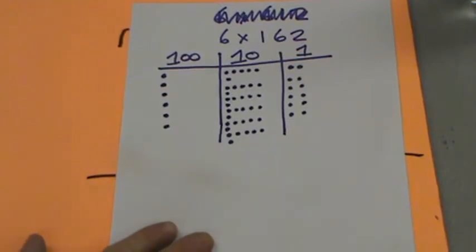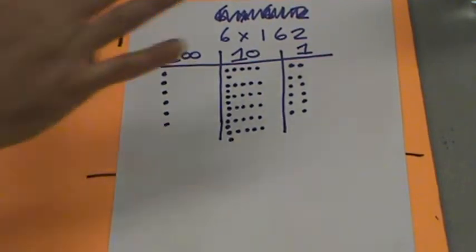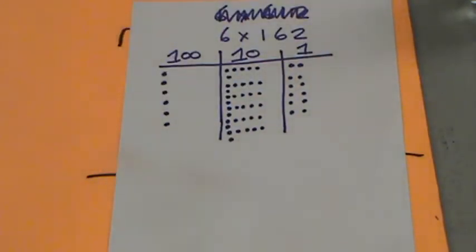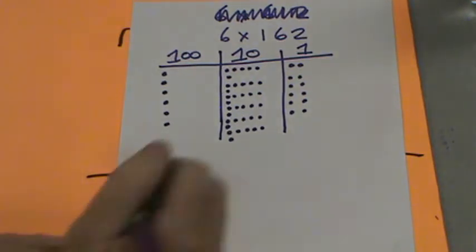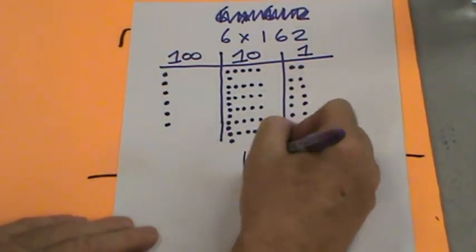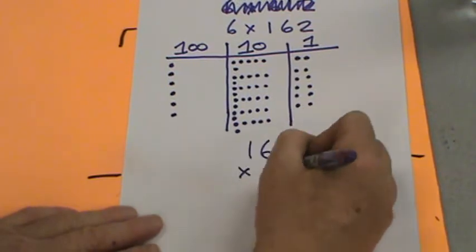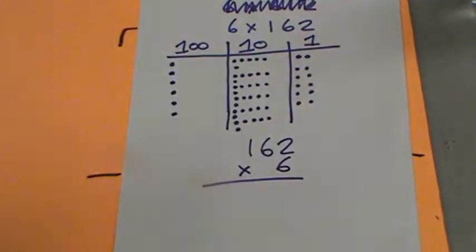All right, so now we're going to deal with this. Now that we've done the place value chart, we're going to deal with the standard algorithm. So it's 162 times 6. This is the standard algorithm in action. And you need to be paying very close attention to know how to deal with a standard algorithm. Watch this. Watch this.